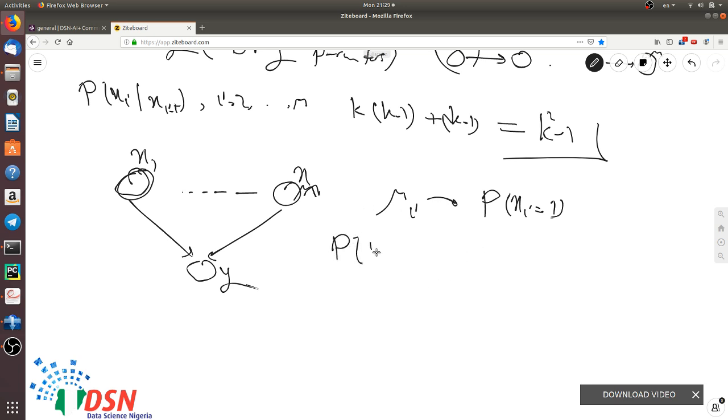So p of y conditioned on x1 to xm requires 2 to the power of m parameters to represent p of y equal to 1, because for each state you need to analyze each setting of the parent variables. So in here we have exponential growth in the number of parameters with m, but we can reduce this by using a logistic sigmoid.